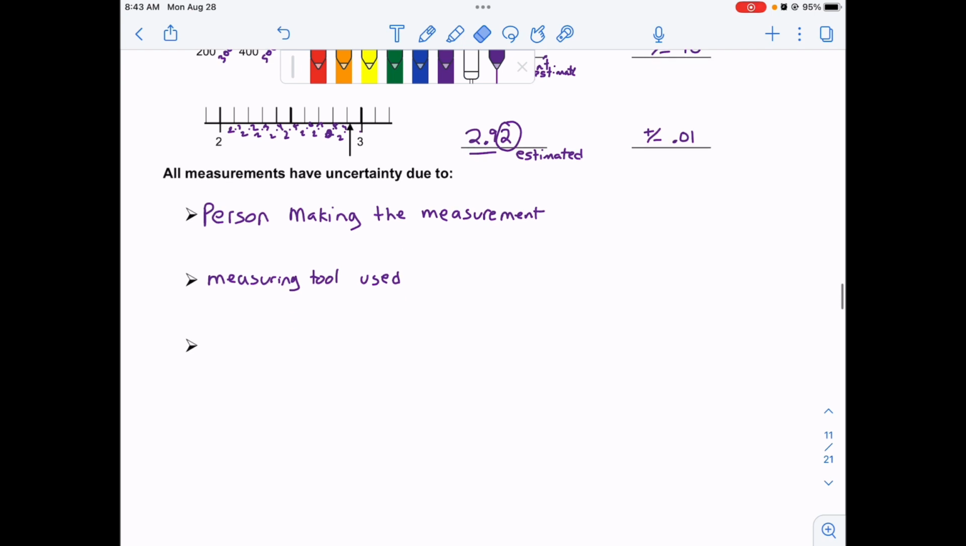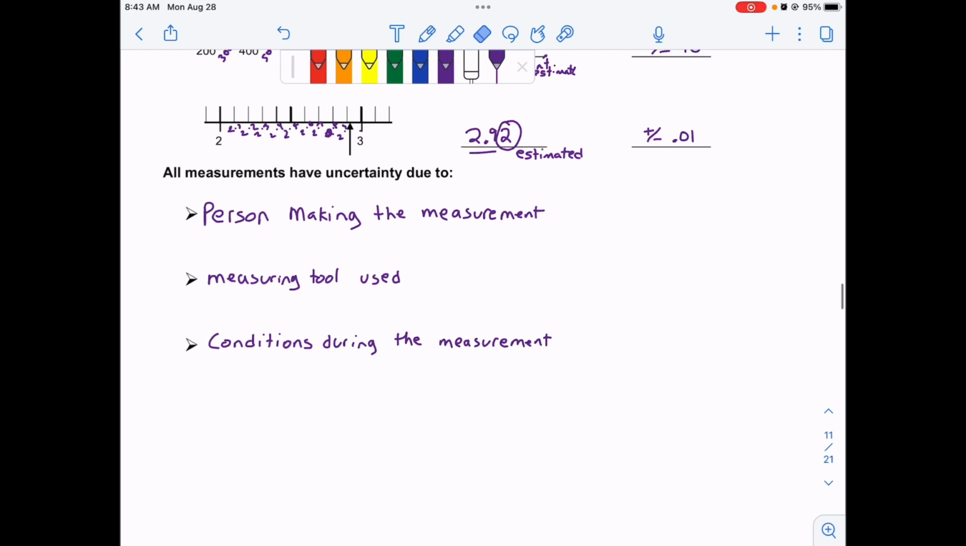And then the last one that it depends on is the conditions during the measurement. So if the lighting is really good, you might have an easier time seeing things. If it's really windy and wobbly, the thing that you're trying to measure, you'll have a harder time making a measurement and telling where that thing is. If you have an object that is not very stable, you'll have a harder time making a measurement, so you can have a different amount of uncertainty depending on the conditions that you're making the measurement.